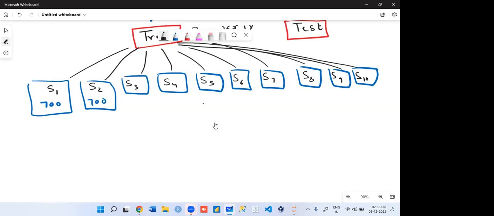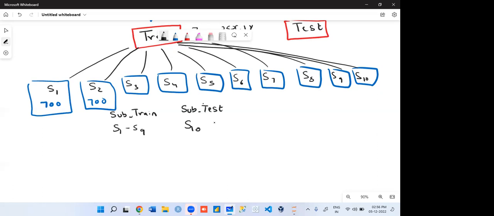Now I want you to select any random 9 subsets. Can I do S1 to S9? Point number 1: which subset remains? They are coming from train only. So we call this subtrain. These are subsets of train. And the remaining one is also called subtest. See, I have named this subtest.